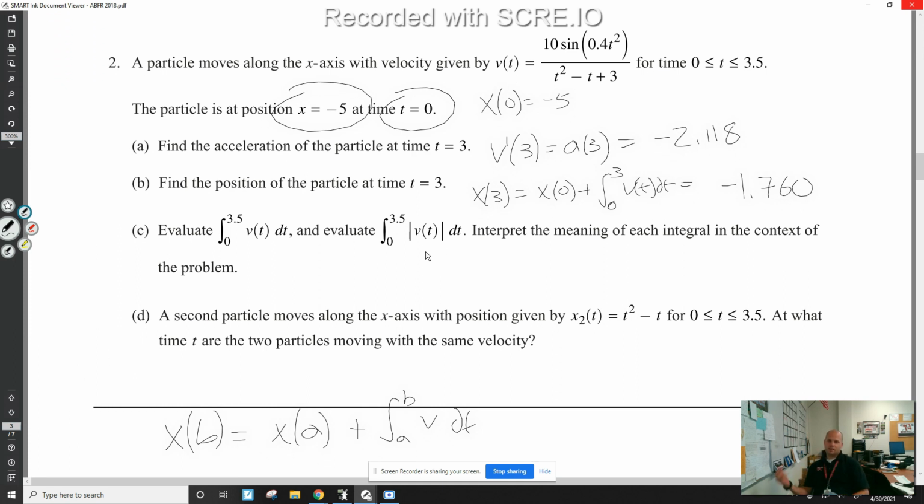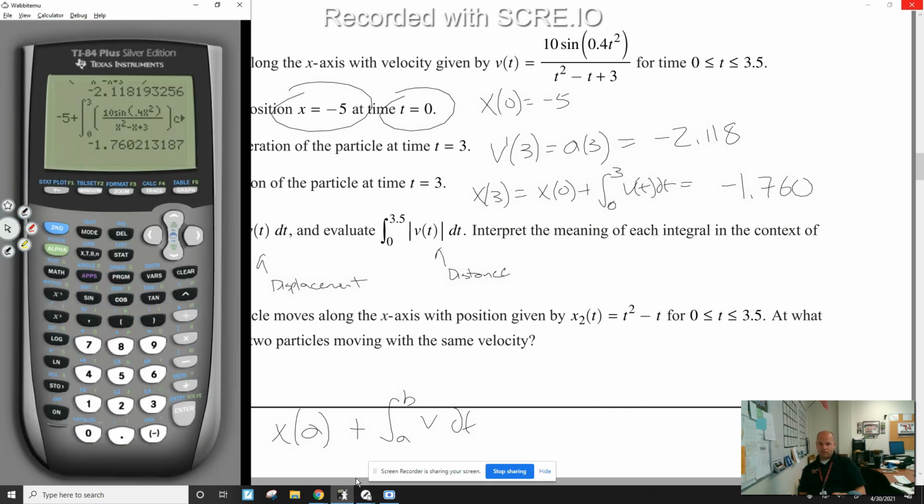Evaluate this, evaluate that, interpret the meaning. Well, this is displacement. It's change in position. What is this? This is distance. This is all of my displacements, making sure they're positive, whether I'm moving right or moving left, doesn't matter. That's all you need: displacement and distance. So, boom, take this. I guess I could have just added 5. Boom. Okay, 3.239.